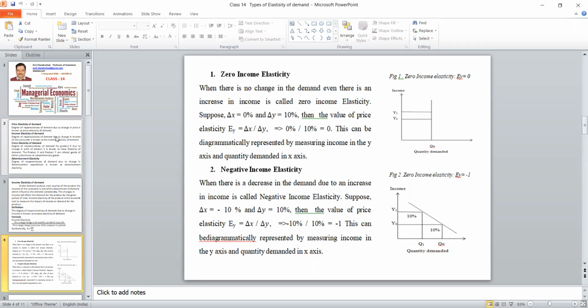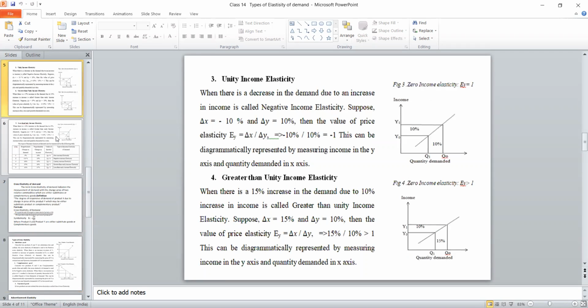Now we are going to the third type, unitary income elasticity. Because of the increase in income, the same level of demand increase occurs for a particular product, then it is called unitary elasticity. Why? A 10% increase in income, and similarly your consumption pattern also increases by 10%. Then the value of income elasticity will be equal to 1. So it is called unitary elasticity. It may be negative or it may be positive, but it is unitary. We only have to take the modulus of it.